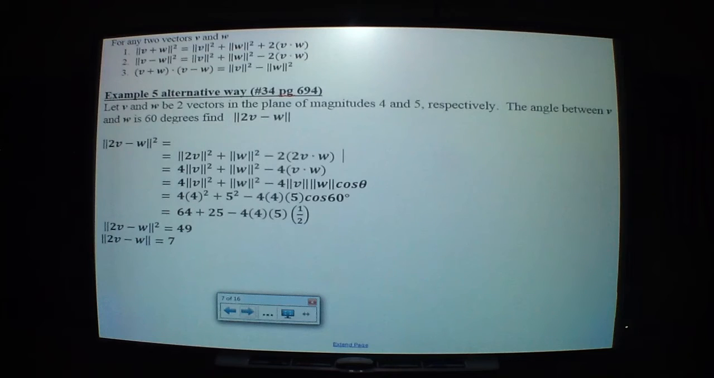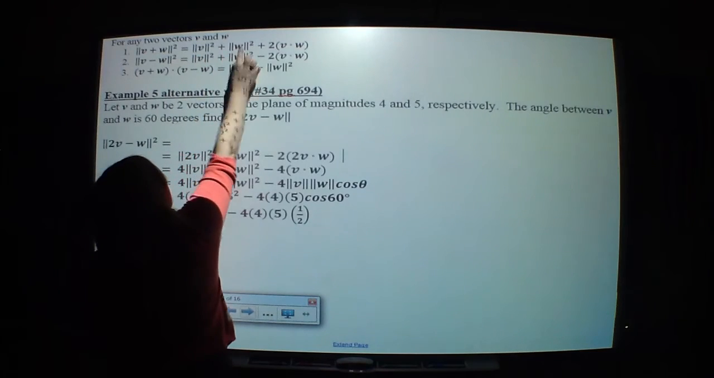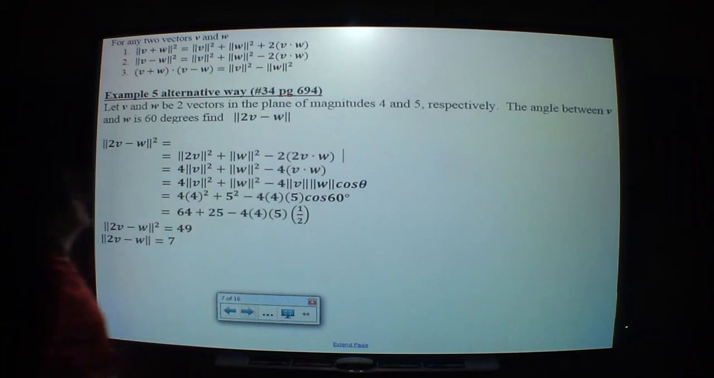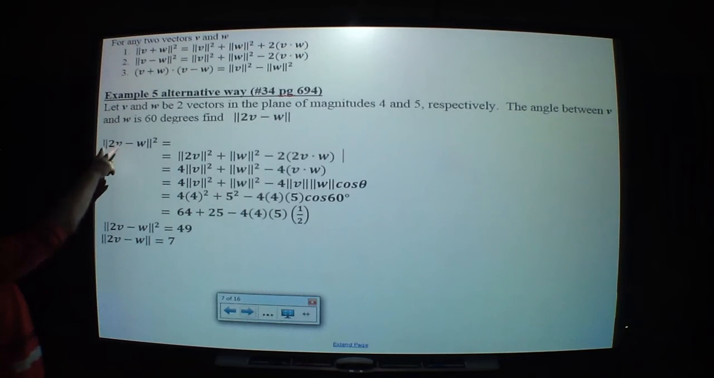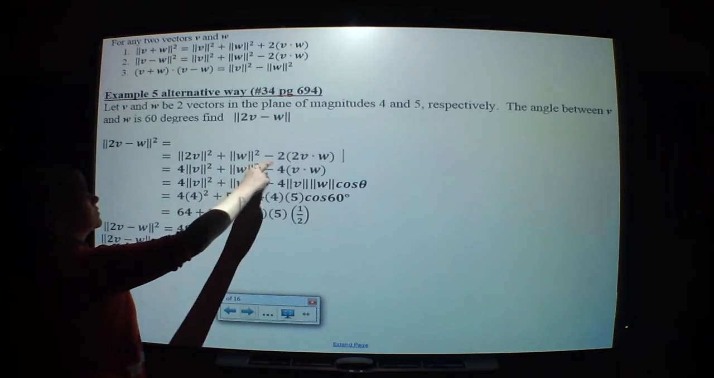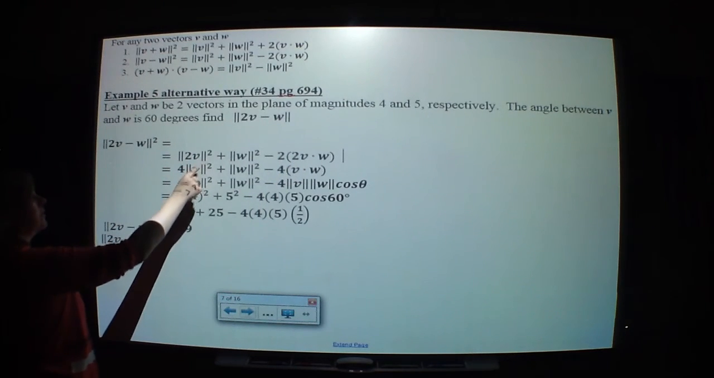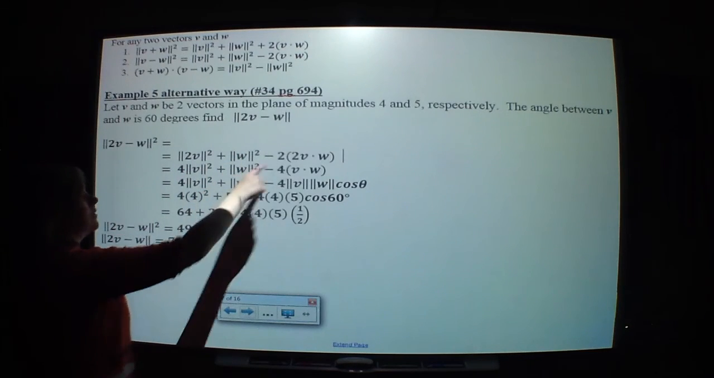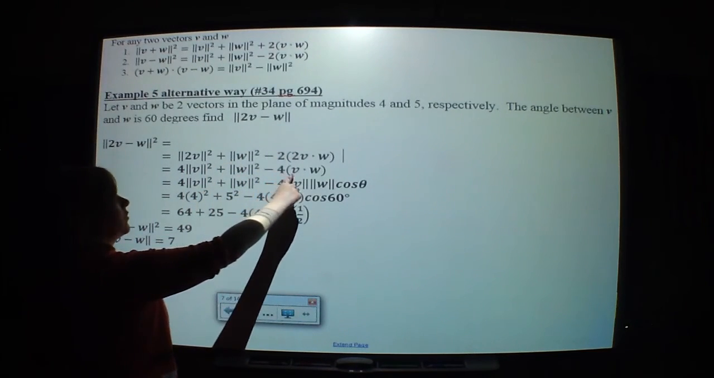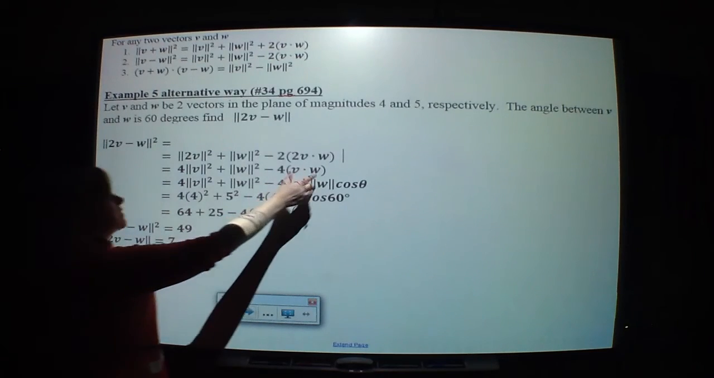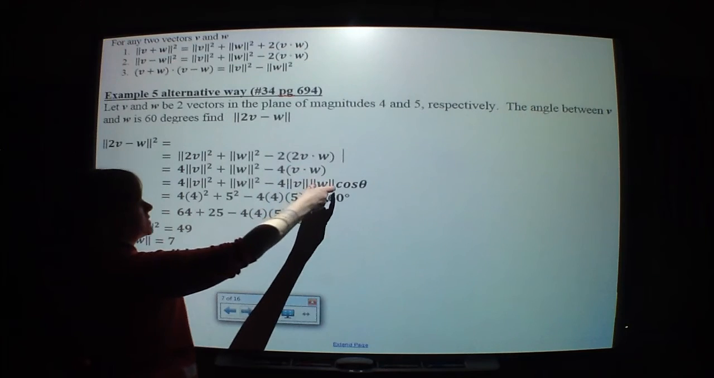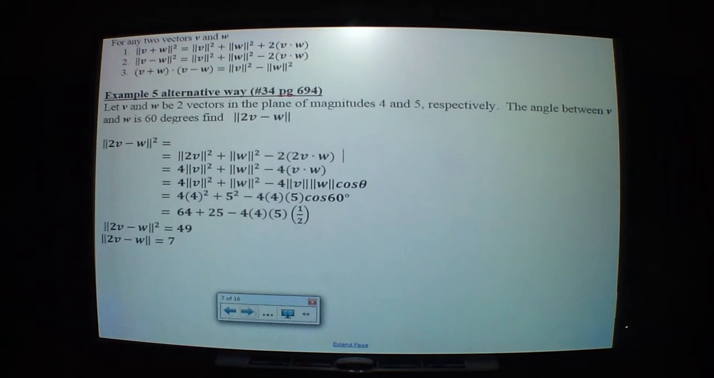So let V and W be the two vectors again. Same exact problem, but this time I'm going to use the formula right here. The first one squared plus the second one squared, magnitude, minus 2 times the dot product of the two. The 2 squared I can bring out as 4, so I have 4 magnitude of V squared plus magnitude of W squared. The 2 can come out, so I have negative 4 and then the dot product. The definition of this dot product is the magnitude of one times the magnitude of the other times the cosine of the angle in between them.